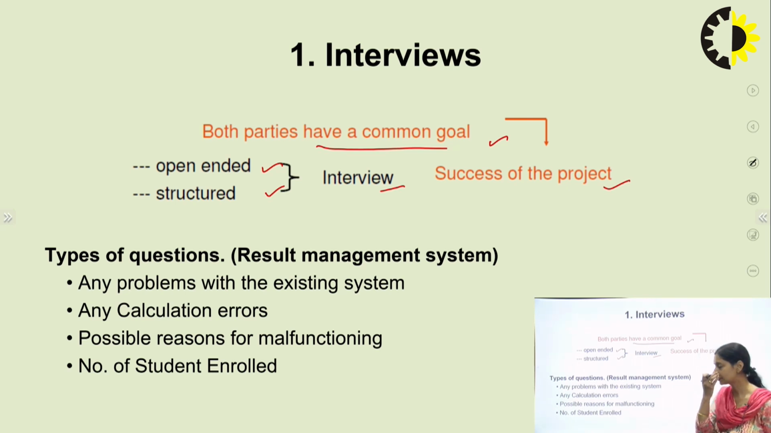Now, if we take an example of a result management system, the type of questions that can come are, what is the problem with the existing system, if the user is already having any calculation errors. These are the questions that are asked if the user is already using a software and then wants to add on some things. Possible reasons, if the software is not functioning properly, then what could be the reasons, or for how many students it is being used.